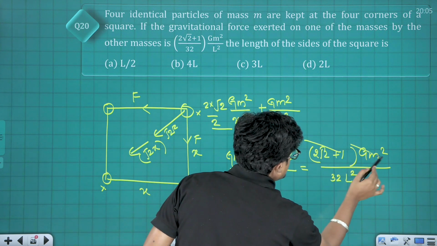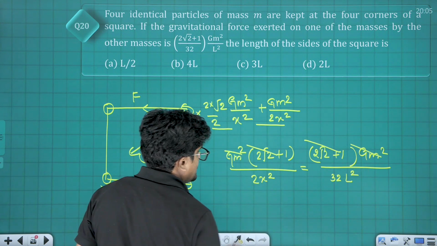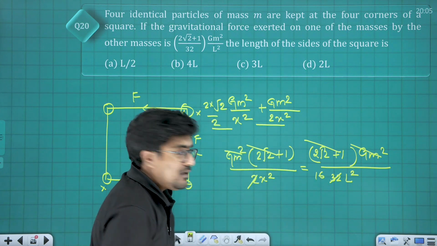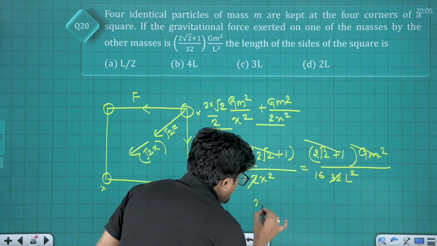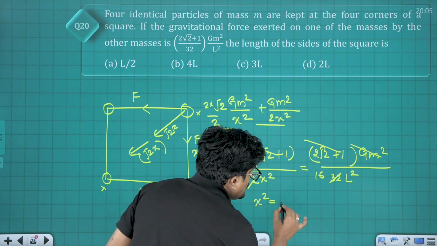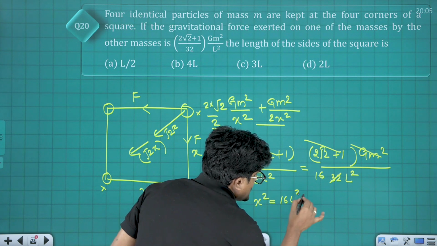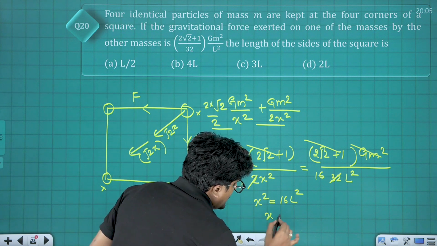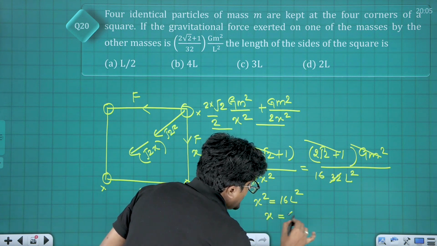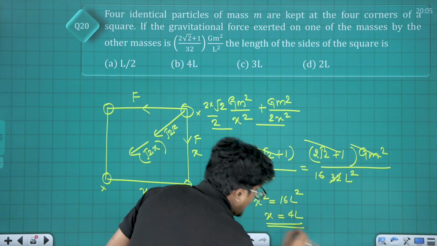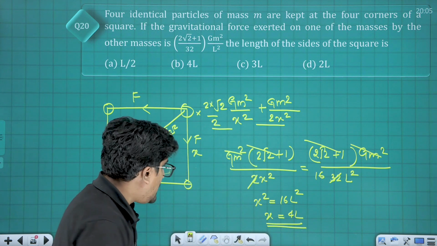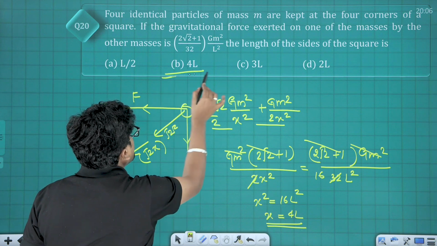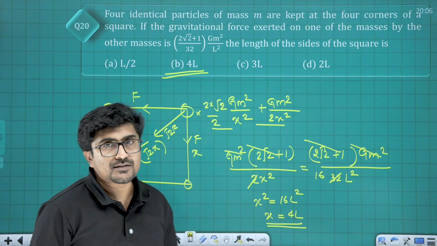This one and this one will cancel, gm square and gm square will cancel. Here this will leave 16. Now I can say x square is equal to 16 times L square, isn't it? So definitely x needs to be 4 times capital L. Is that okay? Which means option B must be the correct answer.